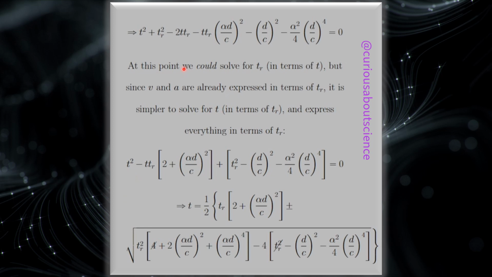All right, so finally we end up with something like this with all the substitutions and simplifications we could do, where we have t squared plus tr squared minus 2t tr minus t times tr with all this other stuff equaling 0. At this point, we could solve for tr in terms of t, but since v and a are already expressed in terms of tr, it is simpler to solve for t in terms of tr and express everything in terms of tr. So let's go ahead and do that.